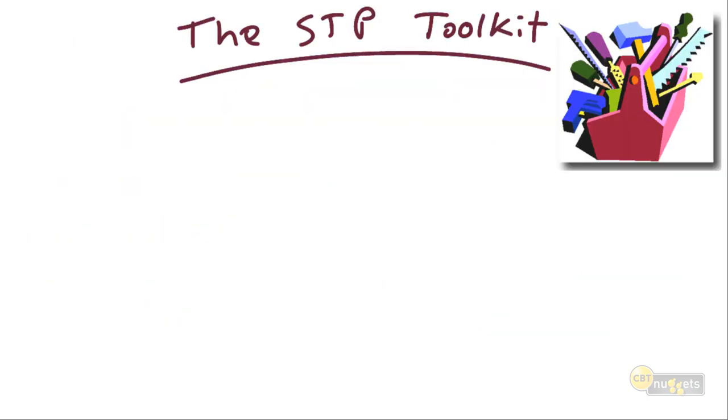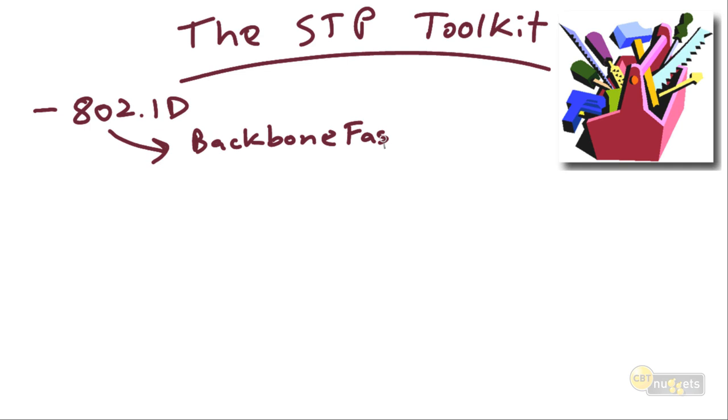Now, if you are talking about classic Spanning Tree Protocol, that's 802.1d. There are three particular technologies that you are going to utilize from the Spanning Tree Protocol toolkit, most likely. The first is Backbone Fast. Backbone Fast seeks to improve convergence when there is an indirect, a non-directly connected failure in the Spanning Tree infrastructure. Something else that you're going to take advantage of is Uplink Fast.